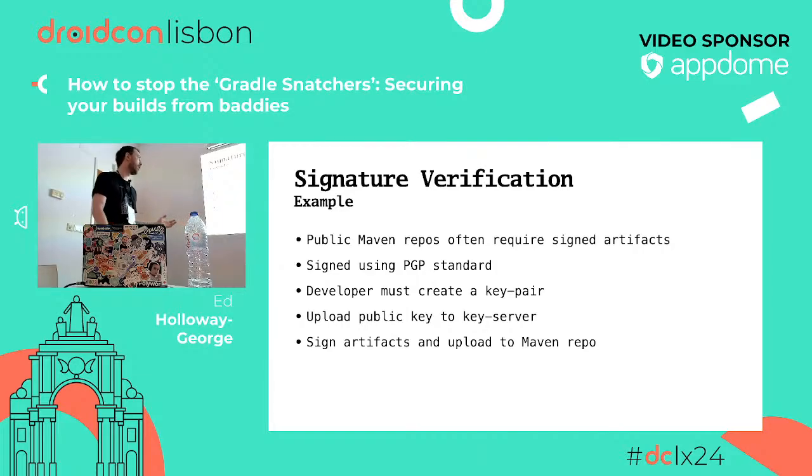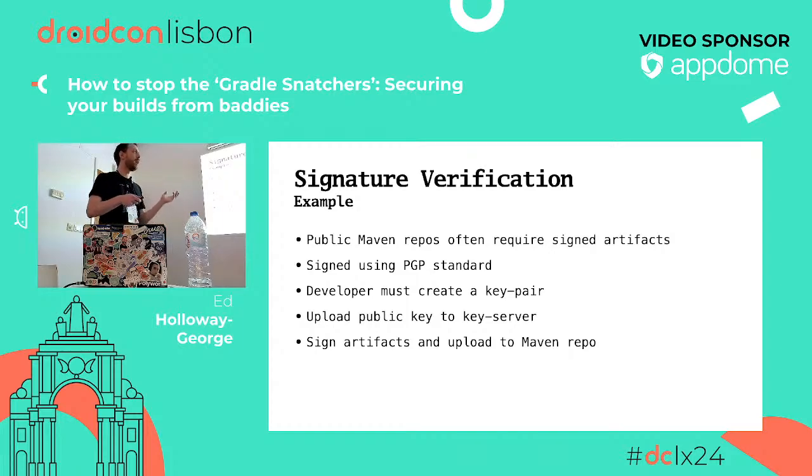The private keys are kept on the side of the user who's created the dependency, but the public keys are published to a public key server. I believe Maven Central supports about 2 or 3 different key servers, but for the vast majority of them, it tends to be the MIT key server that's used. So you use the PGP standard. It's actually quite confusing. PGP is the standard, but you use GPG to sign the keys. I always get that the wrong way around. Hopefully I've got that the right way around this time. But essentially you sign the artifacts and upload them to a Maven repo.